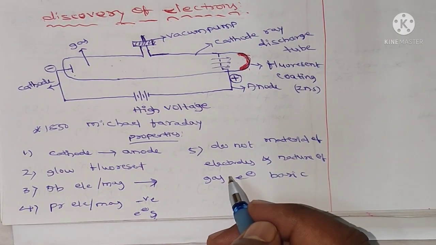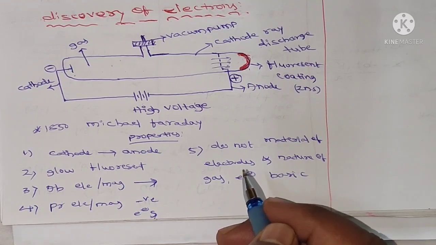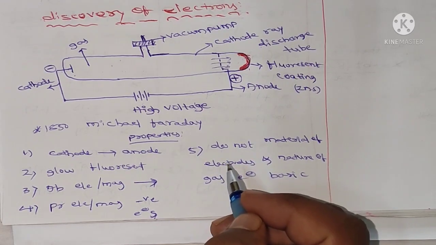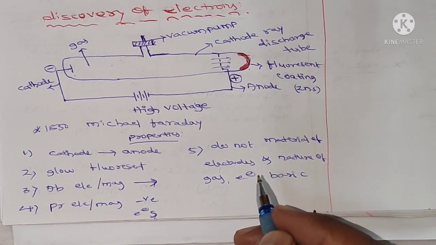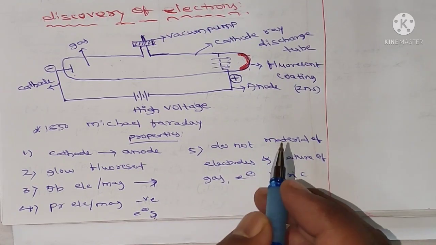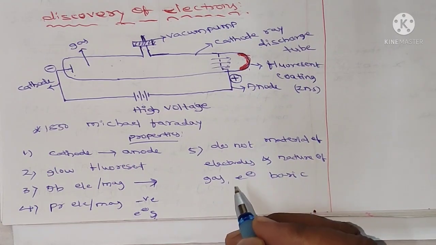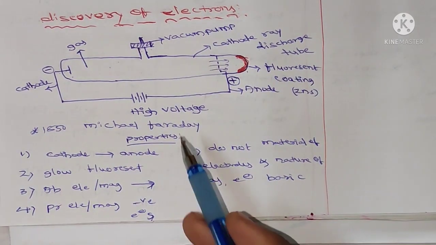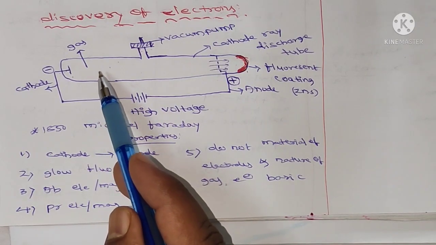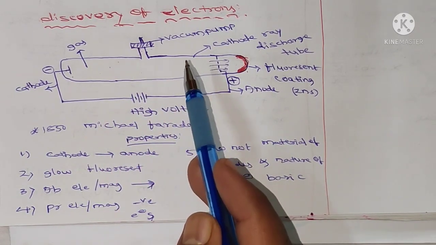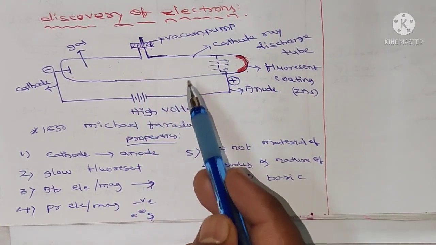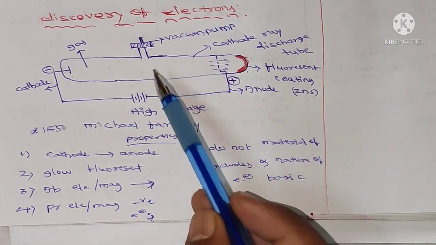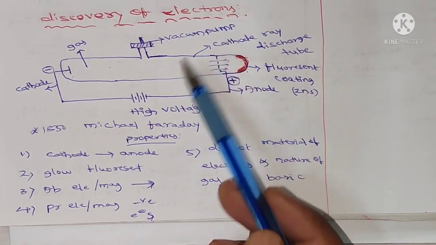And a well-known example is television. We know that television picture tubes are cathode ray tubes, and television pictures result from the fluorescent or phosphorescent materials. So these cathode rays are negatively charged particles called electrons. So this is about the discovery of electrons.